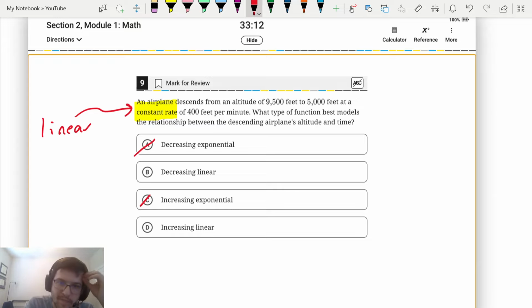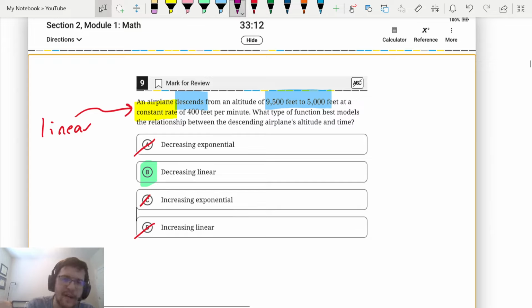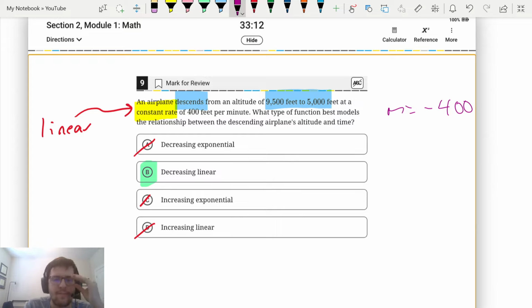Now it's either decreasing or increasing. And the keyword here, it says it descends from 9,500 to 5,000. So you see descend means to go down, and 9,500 to 5,000, you can see it's getting smaller. So that means it's decreasing. So this one's out. So it must be B, decreasing linear. It's decreasing because it says descends, and it's linear because it says constant rate. If they asked you to write the equation of this line, the slope would be, I think, minus 400 because it's going down. That would be really important to recognize maybe for a future question. All right, let's keep going.